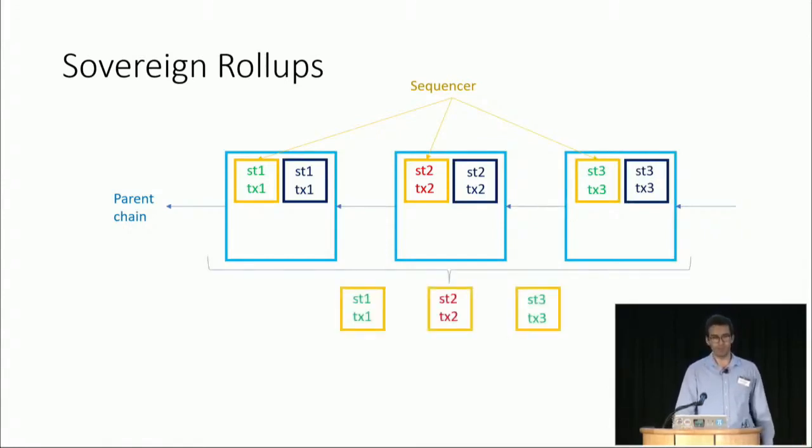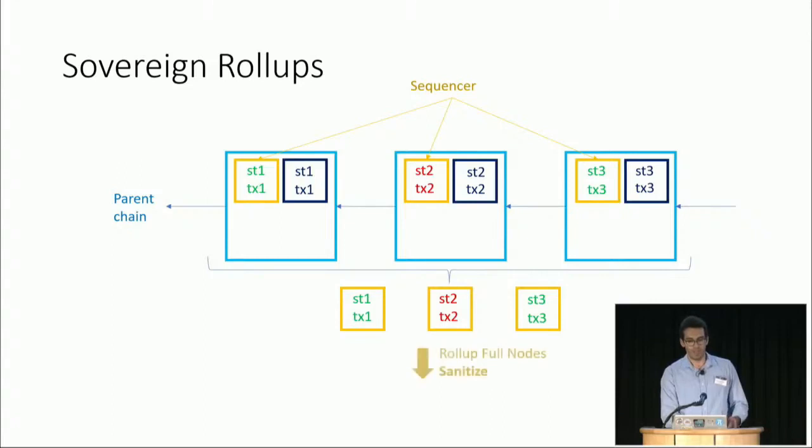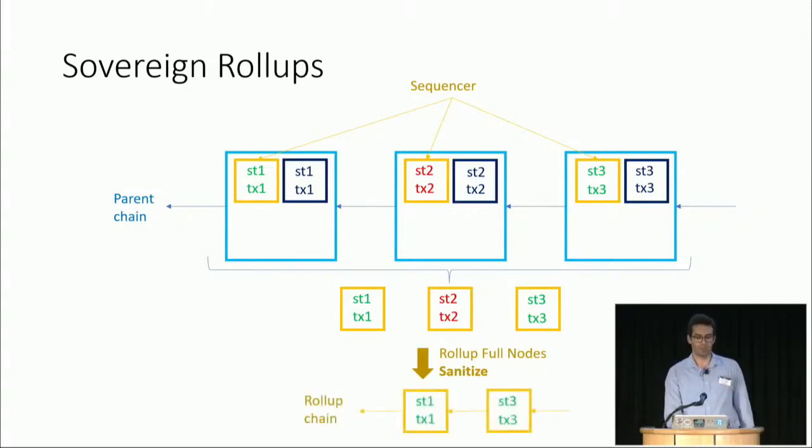In this case, the burden of identifying that this block, with state ST2, is invalid falls on the rollup full nodes. They will extract these rollup blocks from the parent chain, and execute these rollup blocks in the order that is imposed on the blocks by the parent chain. Then they will realize that ST2 is an invalid state. They will sanitize it. They will get rid of this block, and then they will construct the correct rollup chain. This is the sovereign architecture. It's called sovereign because now the rollup can choose whatever parent chain it wants to use. There is no bridge contract.